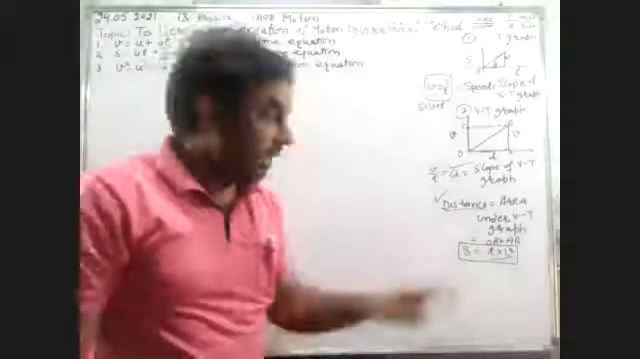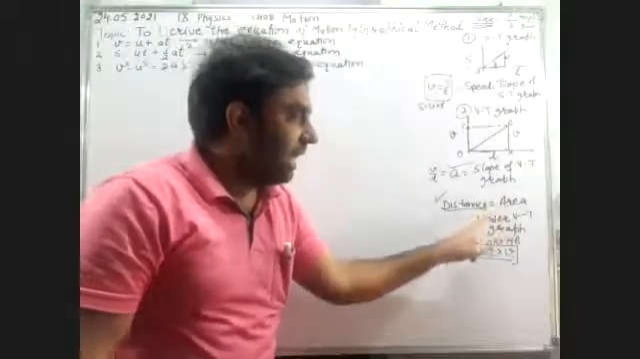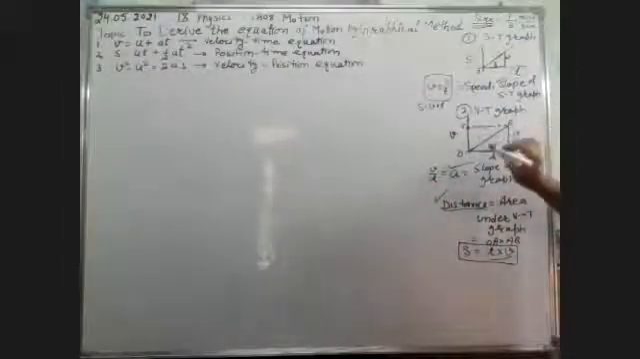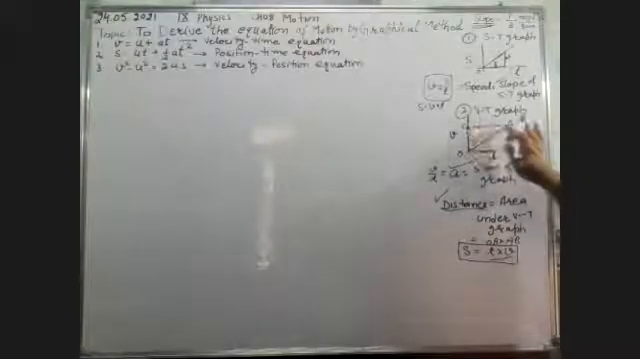How will we calculate it? Just simply by calculating the area under the VT graph. What is the area under the VT graph? Just simply we can calculate the area under the VT graph. So this is the VT graph.